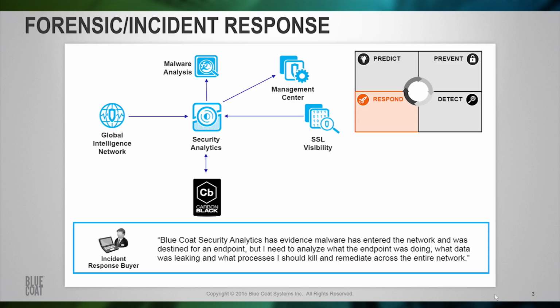The first use case is intended for incident responders, where a threat has been identified being delivered through the network by Blue Coat Technologies, and now it's important to quickly know if this threat actually made it to the endpoint and what actual behaviors are taking place.